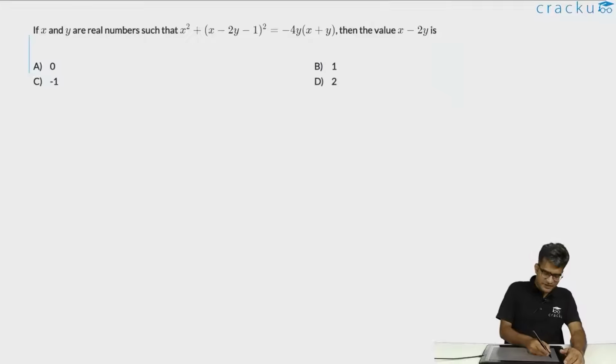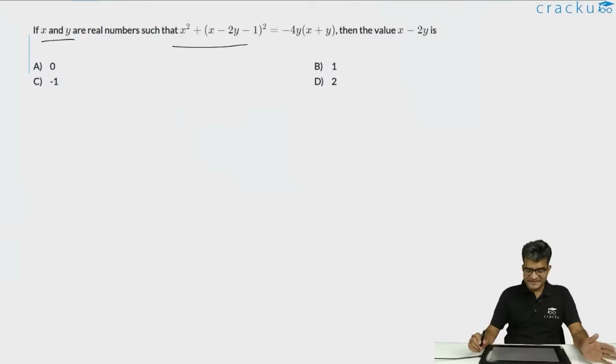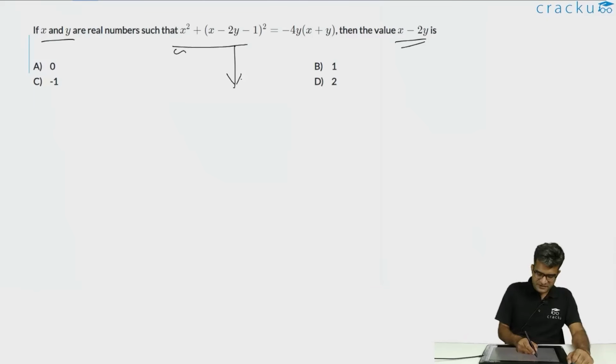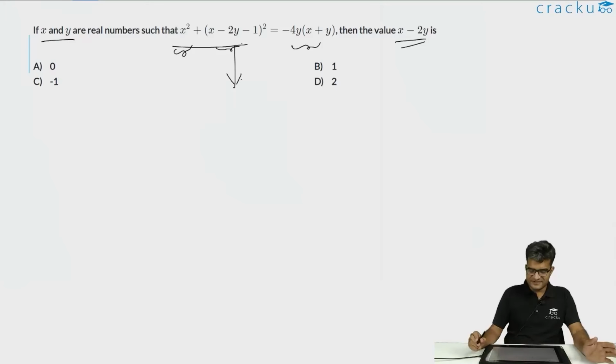In this question, we are told that x and y are real numbers such that x square plus x minus 2y minus 1 whole square minus 4y into x plus y is equal to this. We are asked to calculate the value of x minus 2y. If you are looking at the expression that is given to us, on the left hand side we have two perfect squares, and on the right hand side we have minus 4y into x plus y.